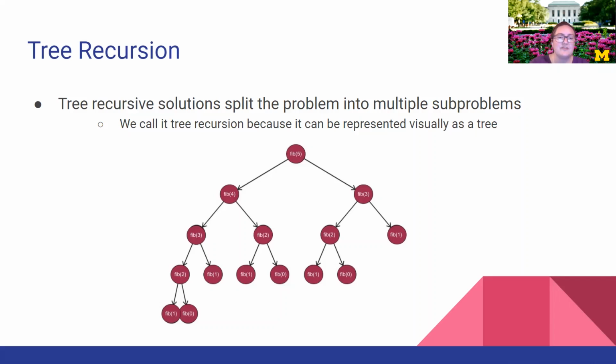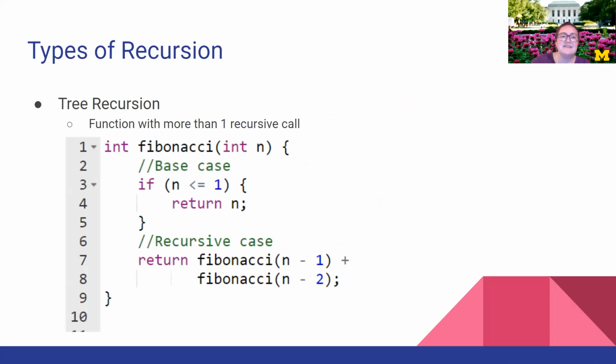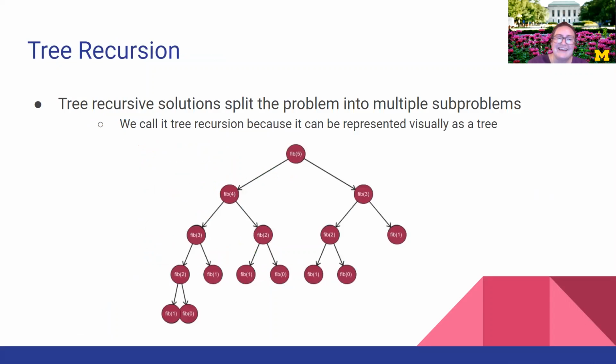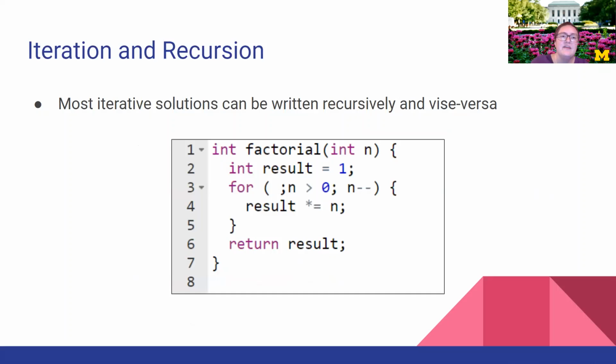In this case, I drew out a tree of Fibonacci of 5 that will call Fibonacci of 4 and Fibonacci of 3, and those will each form their own branches down until you get the base case that we saw is 0 or 1. And then it will start returning up and eventually give you that solution to Fibonacci of 5.